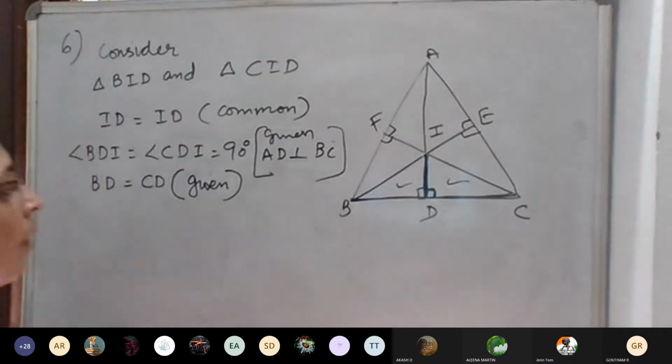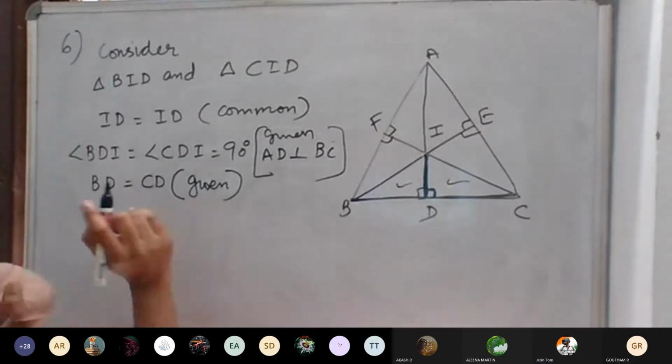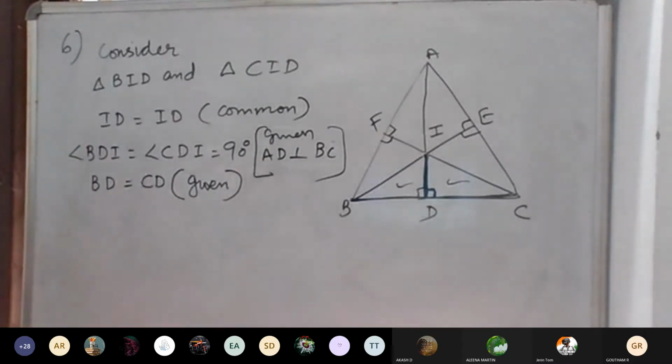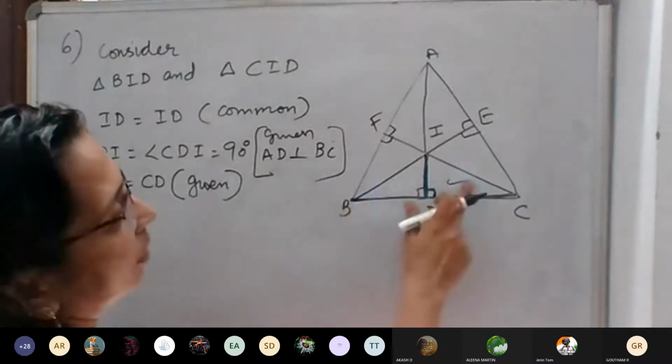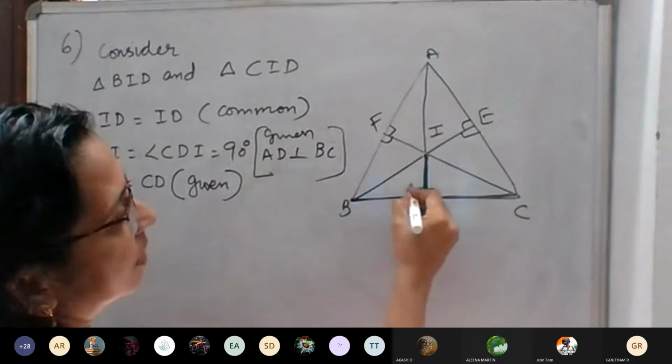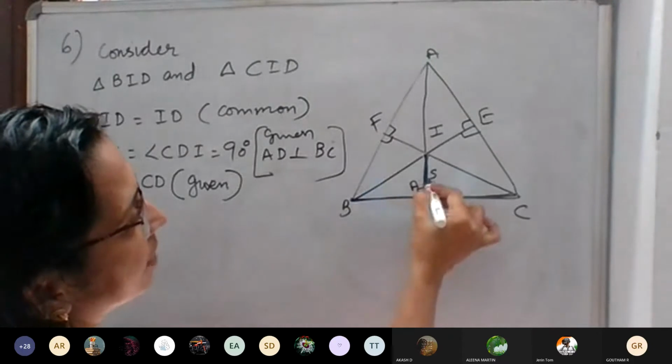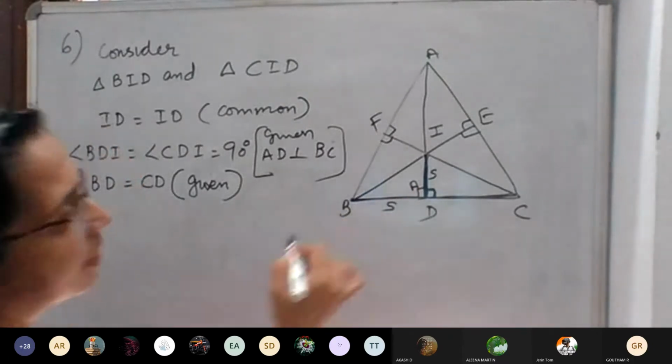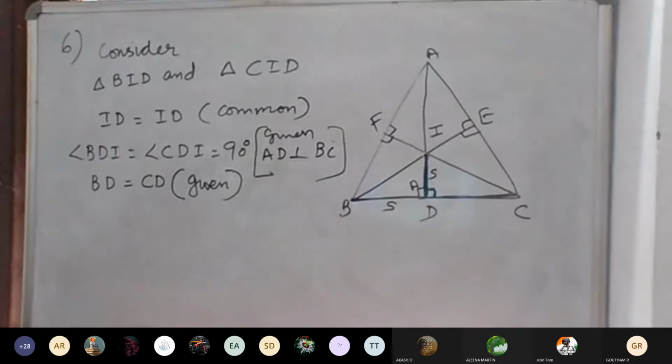So BD is equal to CD. Now consider two triangles. Side, angle, side. Here is the angle, ID is the side here, BD is the side here. SAS is what I want to write.